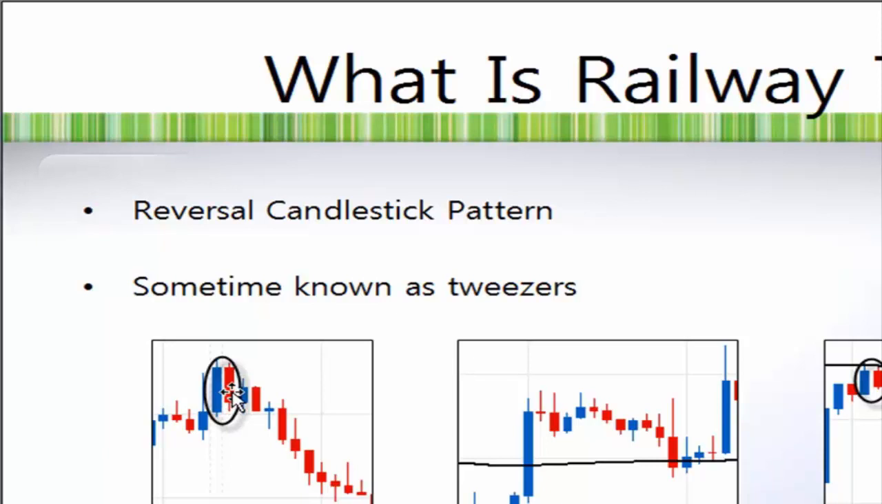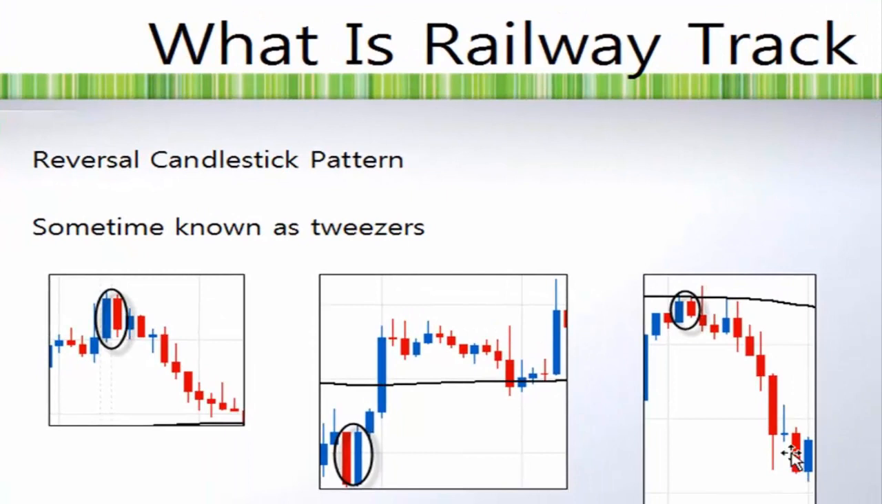That's why I emphasize a lot on practicing. You need to practice on a demo account to make sure you know how to tell a railway track. So this is also a railway track. Can you see here? This and this. This up candle is basically more than 3/4 of this down candle. Can you see that? As long as it is more than 3/4, this is a railway track. So you have to be very careful.